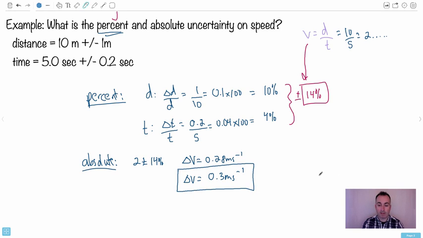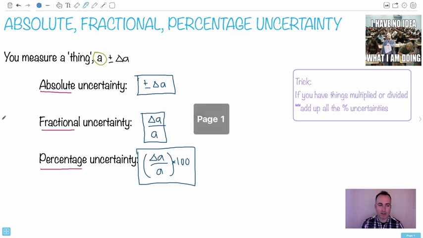If I really wanted to write everything correctly, I would have written it like this, right? That the speed is actually 2.0, because now I know I'm only allowed 1 after the decimal, plus or minus 0.3 meters per second. So this is sort of how I would write the speed. I hope that makes some sense, at least. So for calculating these right here, really important for paper 3, really, really important.